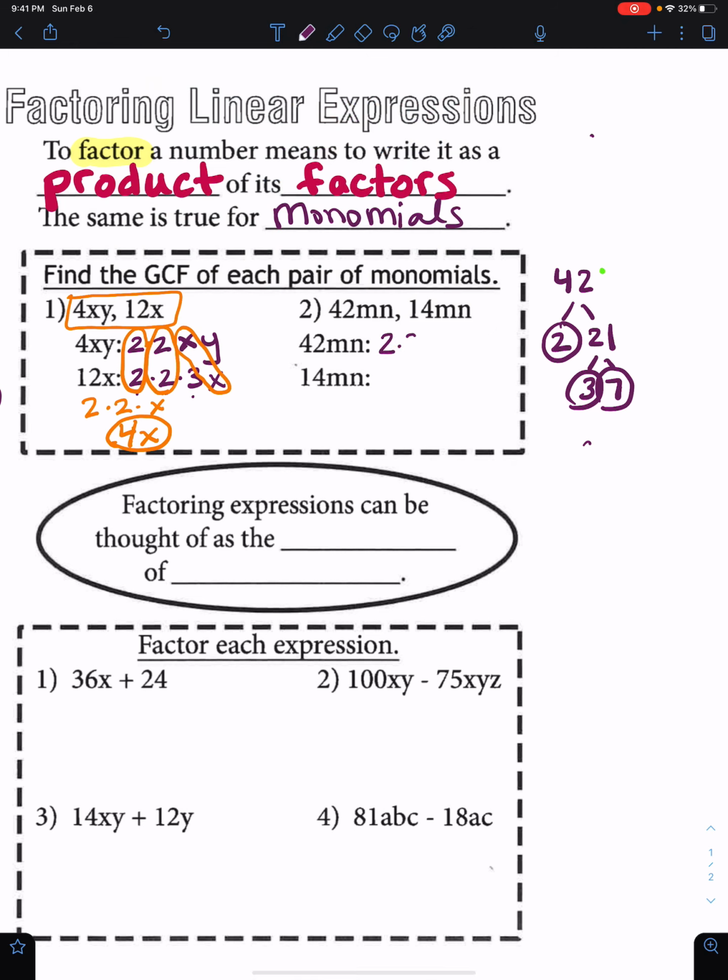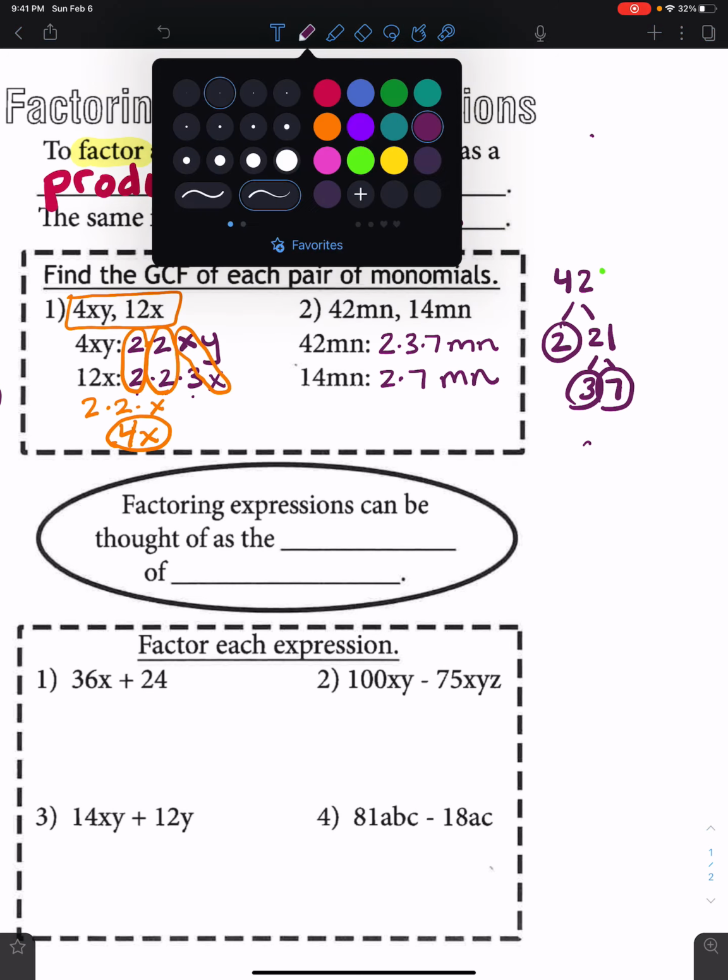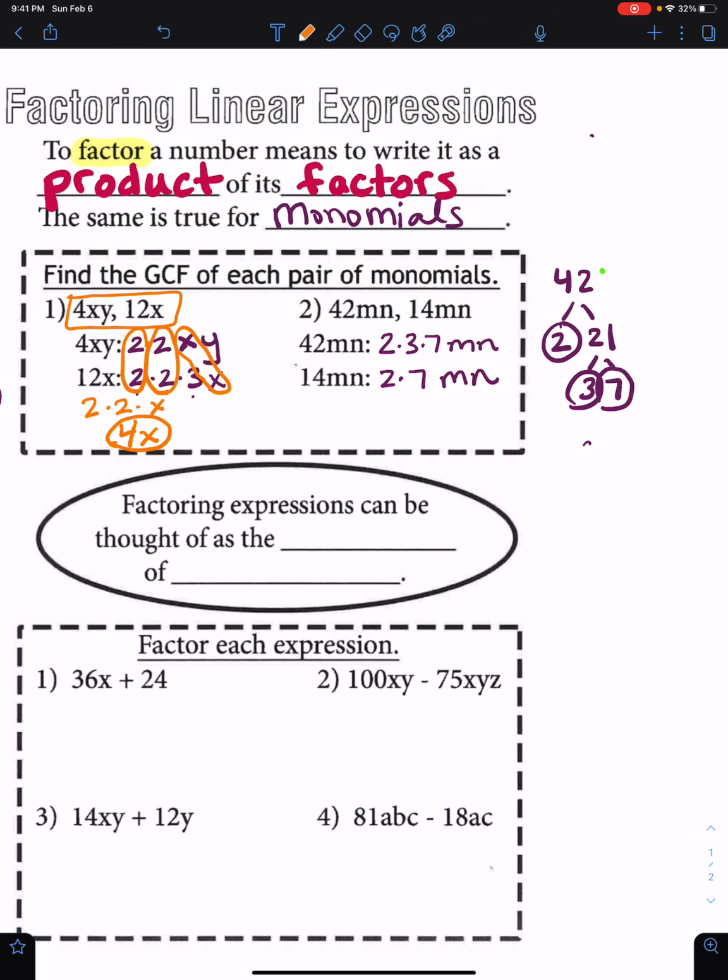So 2 times 3 times 7, and an m and an n. For 14, we can just do 2 and 7, because 2 and 7 are prime numbers, so that's the prime factorization, and then they each have an m and an n. Now I'm going to circle what they have in common. They have a pair of 2's, a pair of 7's, a pair of m's, a pair of n's. So 2, 7, m, and n, or 14mn.